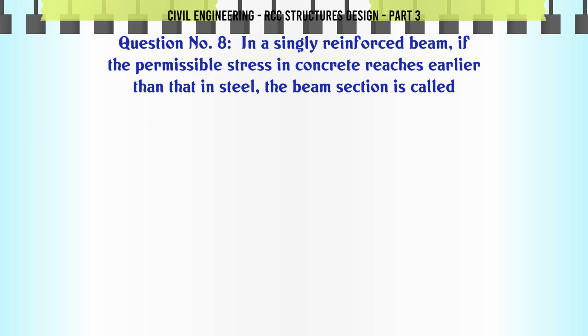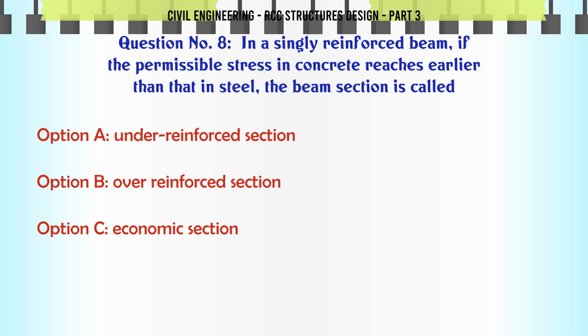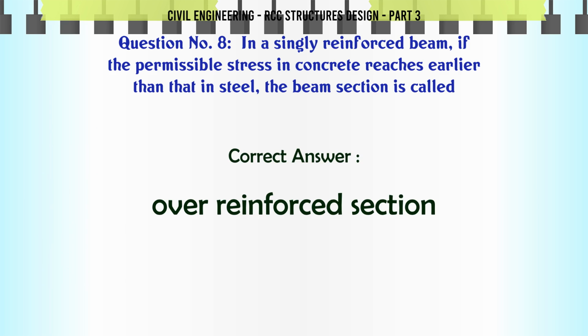In a singly reinforced beam, if the permissible stress in concrete reaches earlier than that in steel, the beam section is called: A, under reinforced section; B, over reinforced section; C, economic section; D, critical section. The correct answer is over reinforced section.